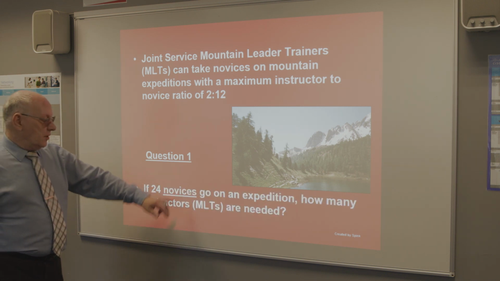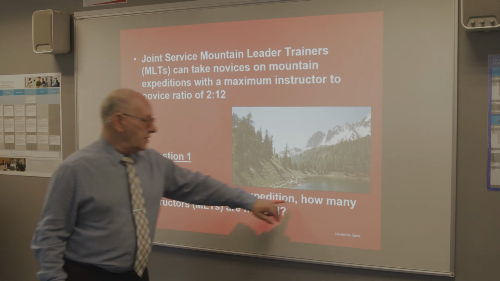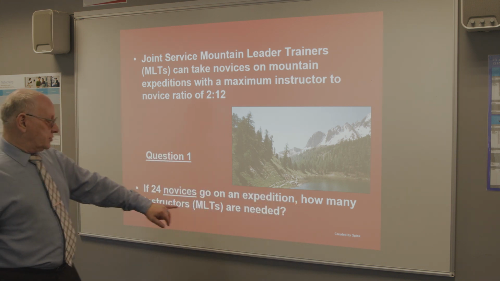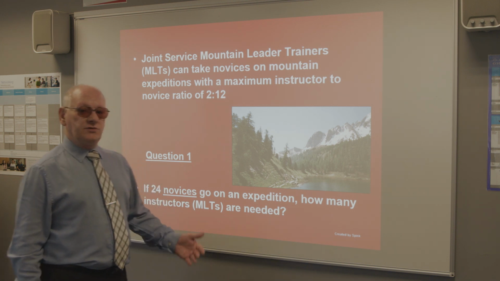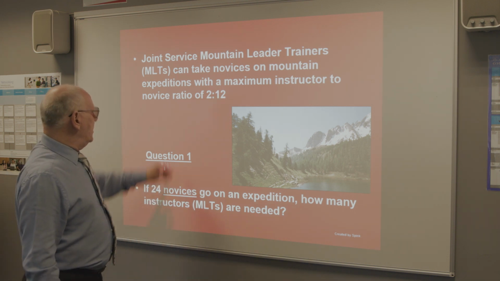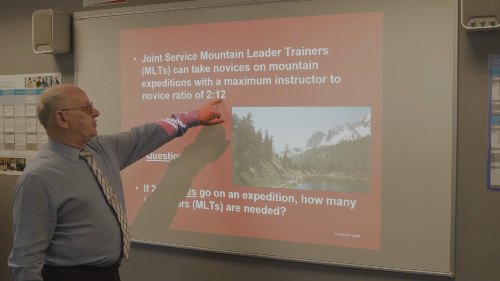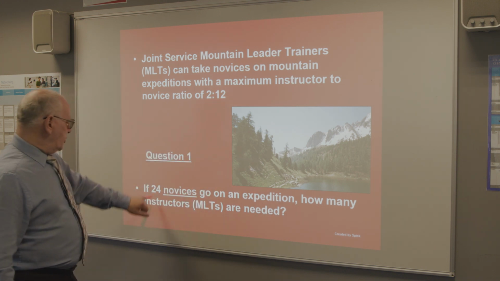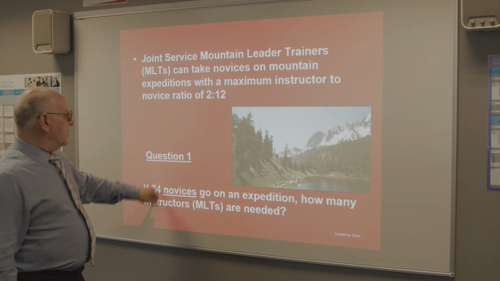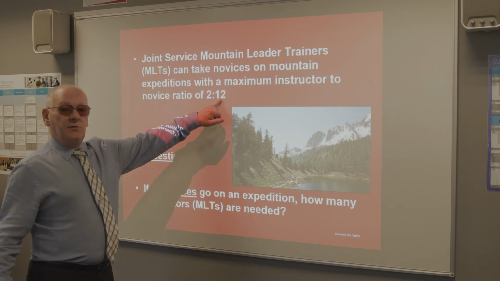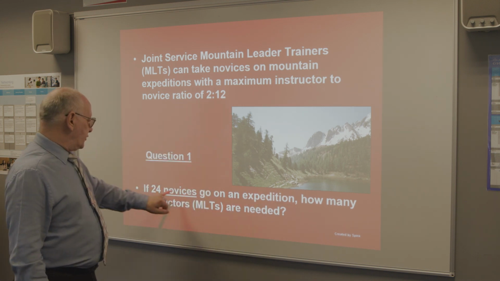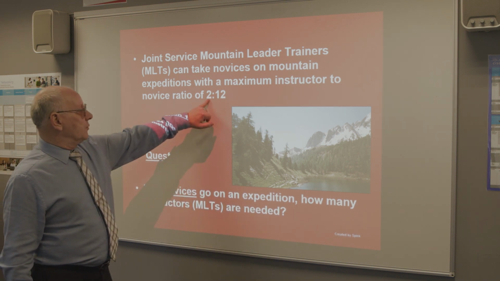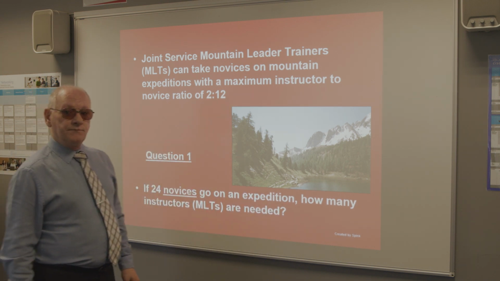Nice pretty picture. Question 1. If 24 novices go on an expedition, how many instructors are needed? That's pretty straightforward, simple ratio. You need 2 for every 12. 24 are going. So if you've doubled that, to keep the ratio the same, you've got to double that. You've doubled that 12 to 24, you've got to double that 2 to 4. Simple.